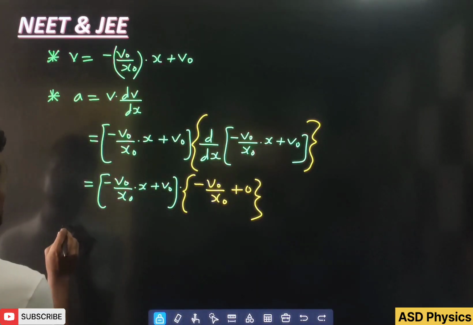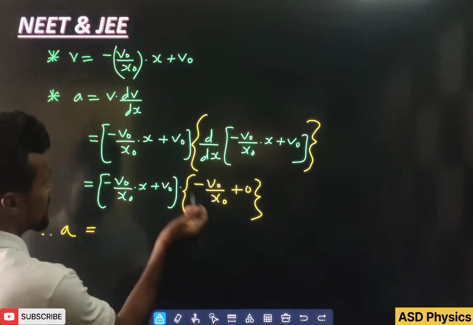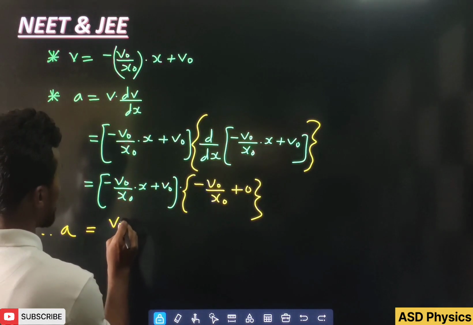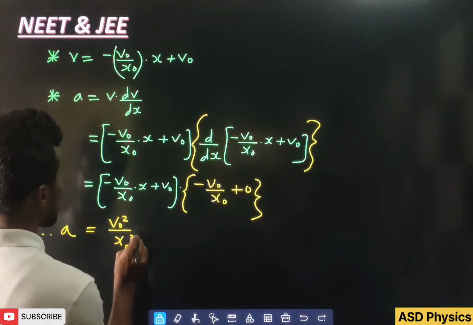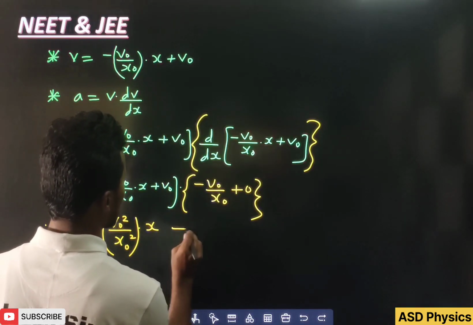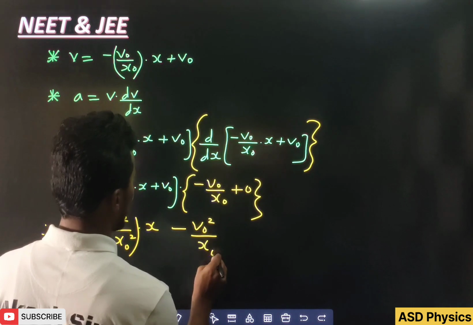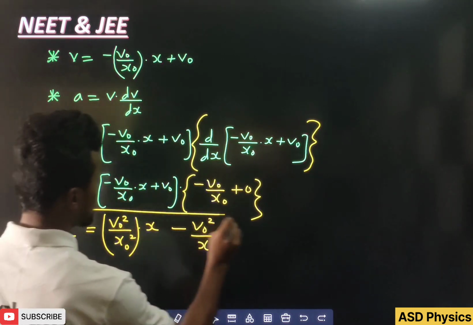Now, when I multiply, what will a come to? Sending the minus v naught here, it will come as v naught square by x naught square into x, because minus minus becomes plus. Then plus minus minus v naught square by x naught. So this is the acceleration.